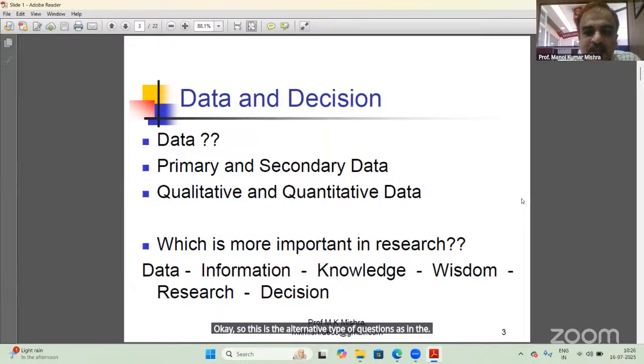Second one is the dichotomous type question. Yes, no, yes, no. The option will be only two, yes or no. And they ask, have you invested or not? Yes, no. Dichotomous question.